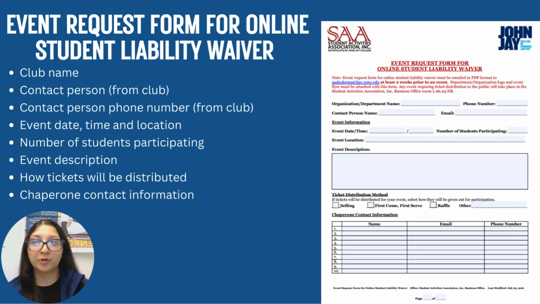Next, we'll be going over the event request form for online student liability waiver. So you will list your club name, a contact person from your club, their phone number. You will then list the event information, so the event date and time, number of students participating, the event location. You will then put the event description, so what will be taking place at your event, what is the purpose of it. Next is the ticket distribution method, so how you will be giving out the tickets. And lastly is the chaperone contact information.